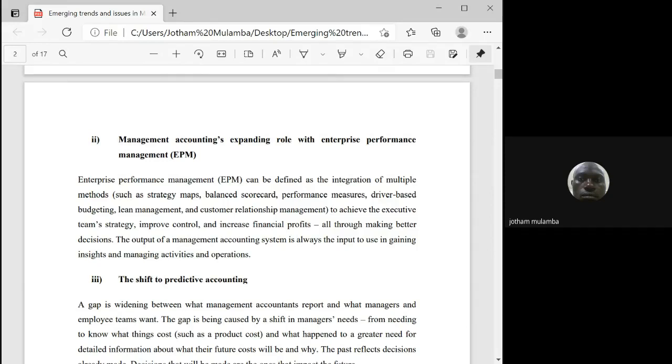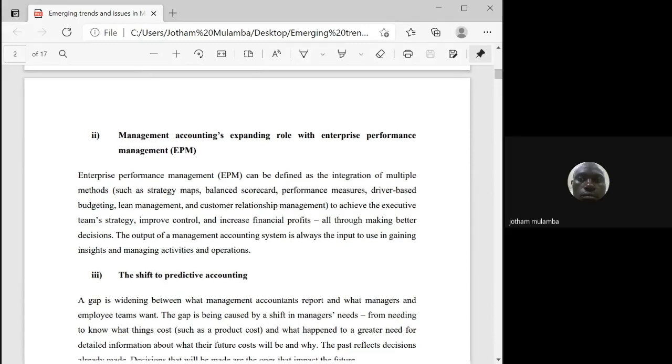Then we can also look at the performance measures. So how do we measure how our employees are performing? How do we ascertain and say employee X has done better than employee Y? So in that case, we will be employing enterprise performance management, so that we can apply management accounting in evaluating how the business performs, how our employees perform, and how our machines or whatever commodity we have put in place are performing.